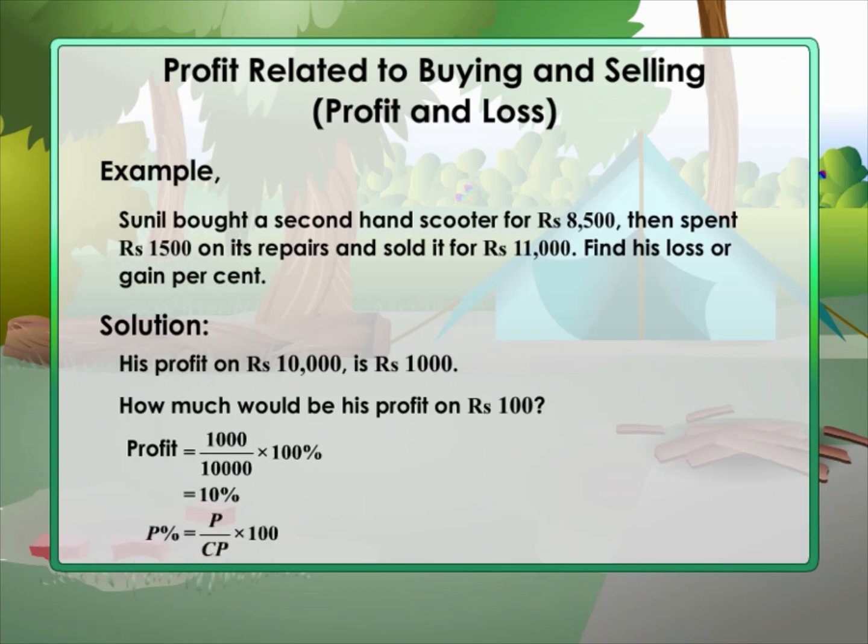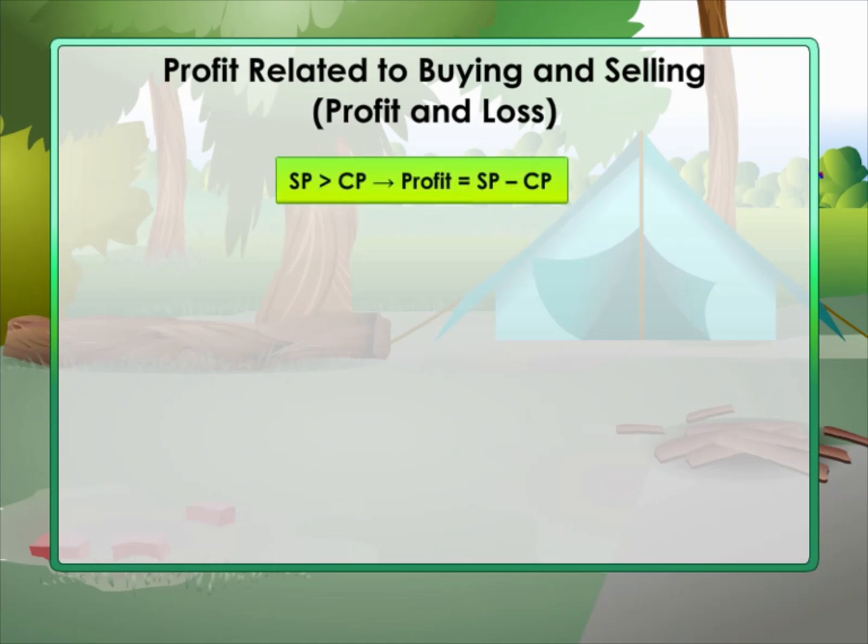Therefore, profit percentage is equal to profit divided by cost price into 100. If the selling price is greater than the cost price, profit is equal to selling price minus cost price. If the selling price is lesser than the cost price, loss is equal to cost price minus selling price.